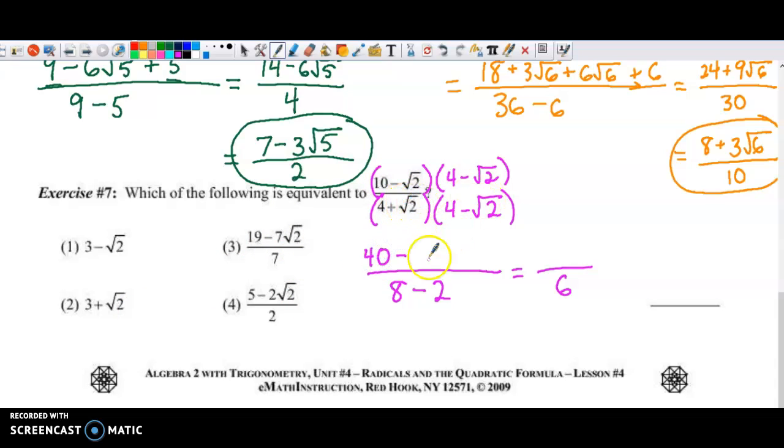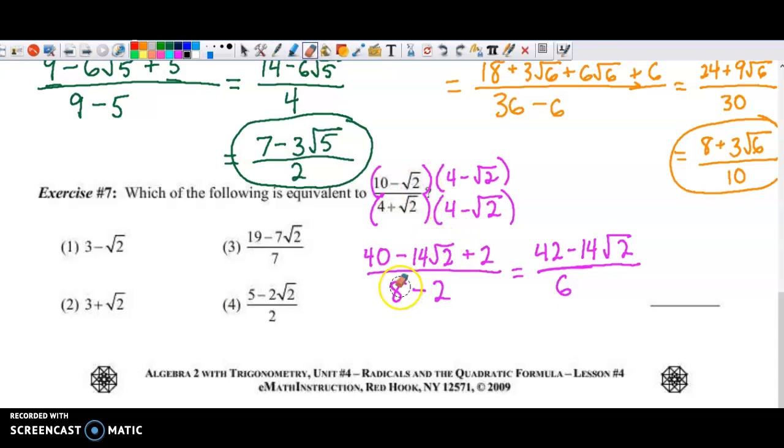Outside is negative 10 root 2. Inside is negative 4 root 2. So that's 14 root 2. And root 2 times root 2. Negative times a negative is positive. So we have 42 minus 14 root 2. And the best thing I can say is each one of those is divisible by, oh yikes.